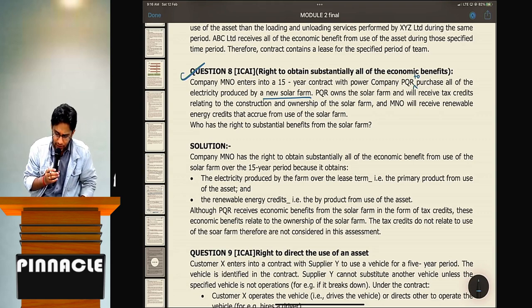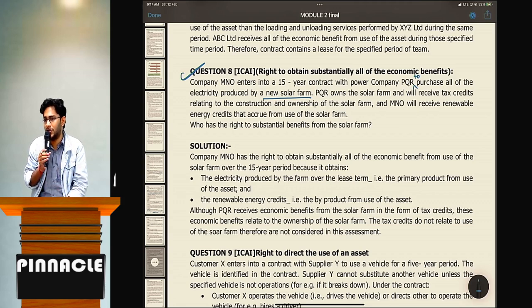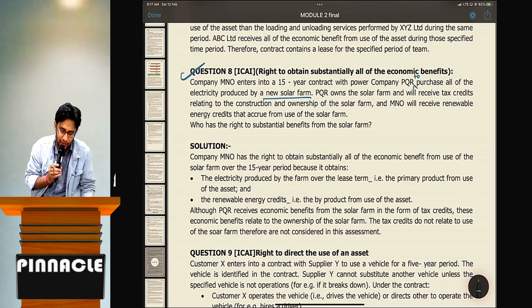PQR owns the solar farm and will receive tax credits relating to construction and ownership of the solar farm. And MNO, as a user, will receive renewable energy credits that accrue from the usage of the solar farm. Sir, there is some limit on carbon emissions. But when will carbon emissions come? When I use electricity or coal-based energy, then carbon will come out. But what type of electricity am I using now? Solar energy. So I am reducing my carbon emissions now. I will be getting certificates, and these certificates again I can sell. The question says the benefit is coming to the user. He is asking, who has the right to substantial benefits from the solar farm?